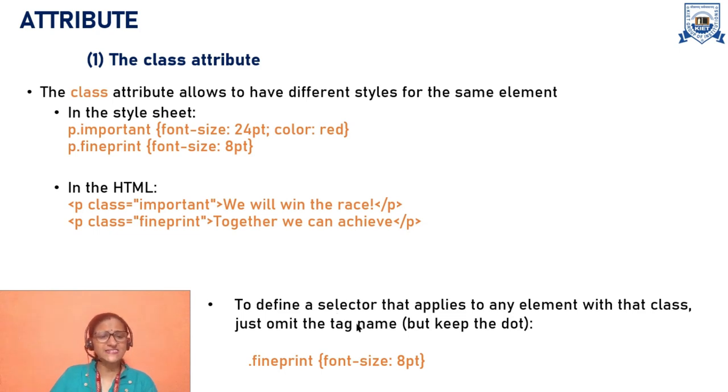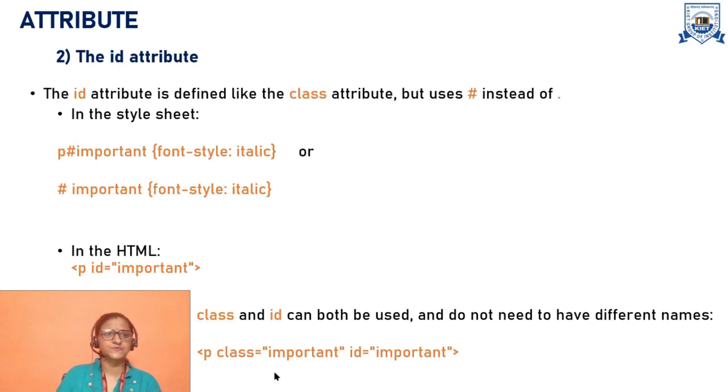To define a selector that applies to any element with that class, just omit the tag name. In this case, the effect applies only to the P tag. If we want this effect on another element, just remove the element from here and keep just the dot. It means it is now free and can be used with any element. It is not fixed to only the P tag. So we keep just the dot, fine print, and so on. It is not just dedicated to the P tag.